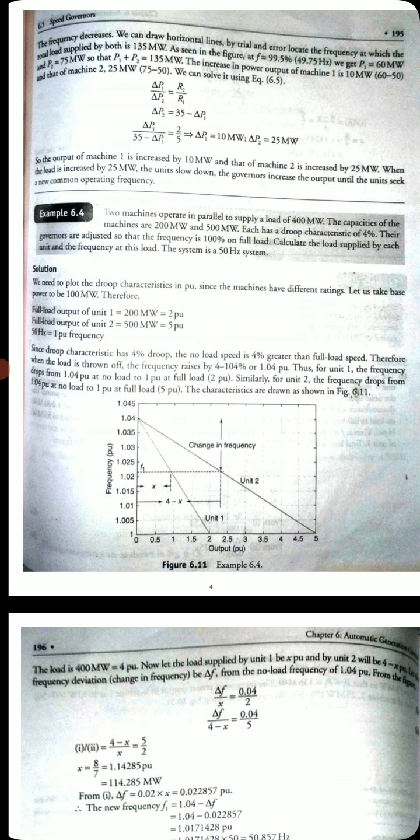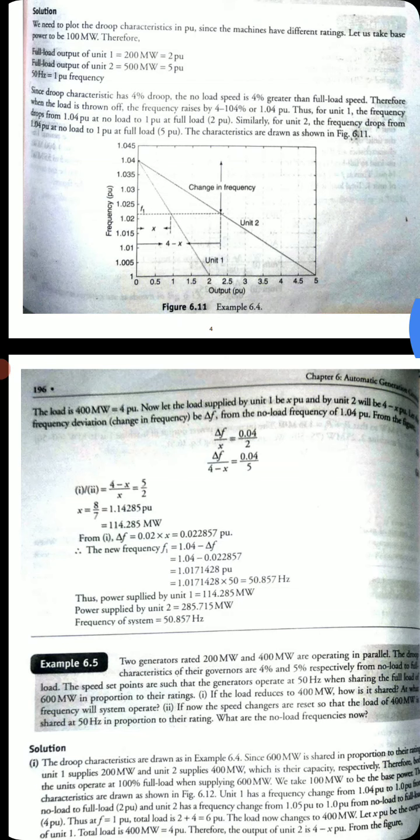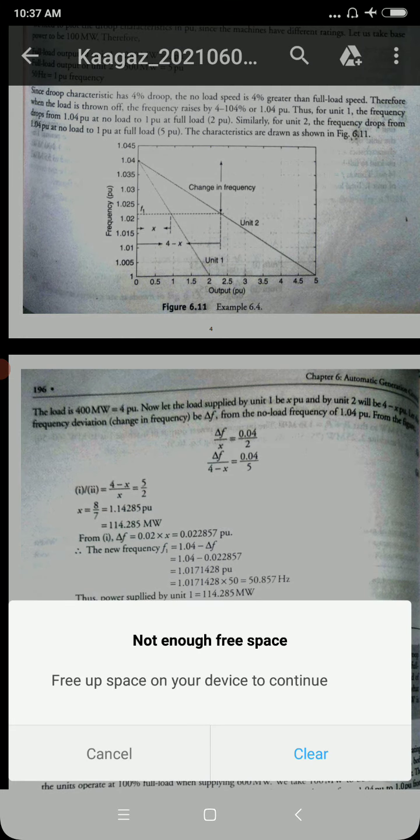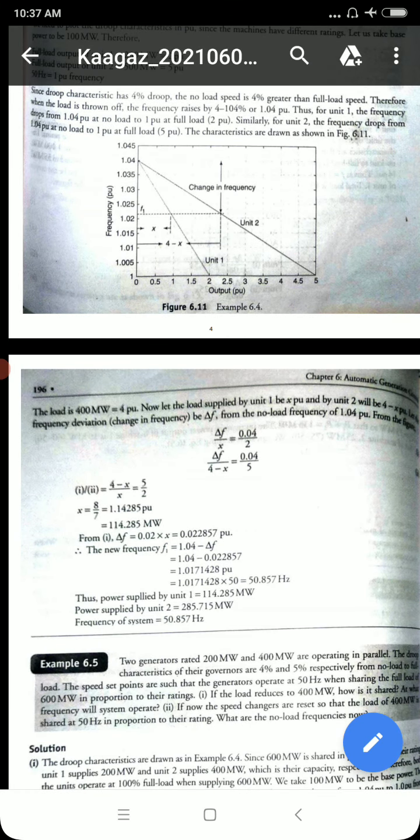Now if the load is 400 megawatt, obviously it is 4 per unit. Now let the load supplied by unit 1 be x. We don't know what power is supplied by the two units, but the total load is 4 per unit because it is 400 megawatt. We will assume the first unit is supplying x per unit, and the second unit is obviously 4 minus x. Then the deviation in frequency is taken as delta f from the no load frequency of 1.04. So delta f by x is equal to 0.04 by 2. Similarly for the second one, it is delta f by 4 minus x.